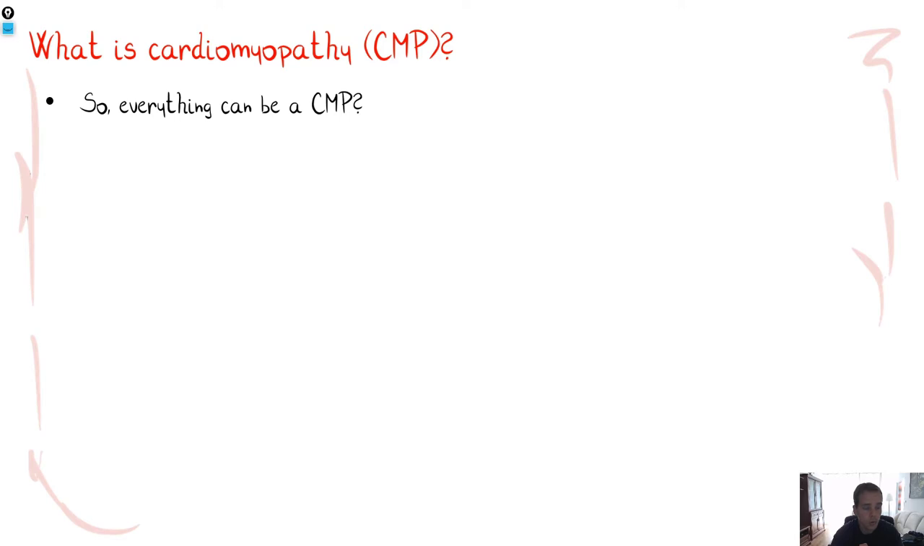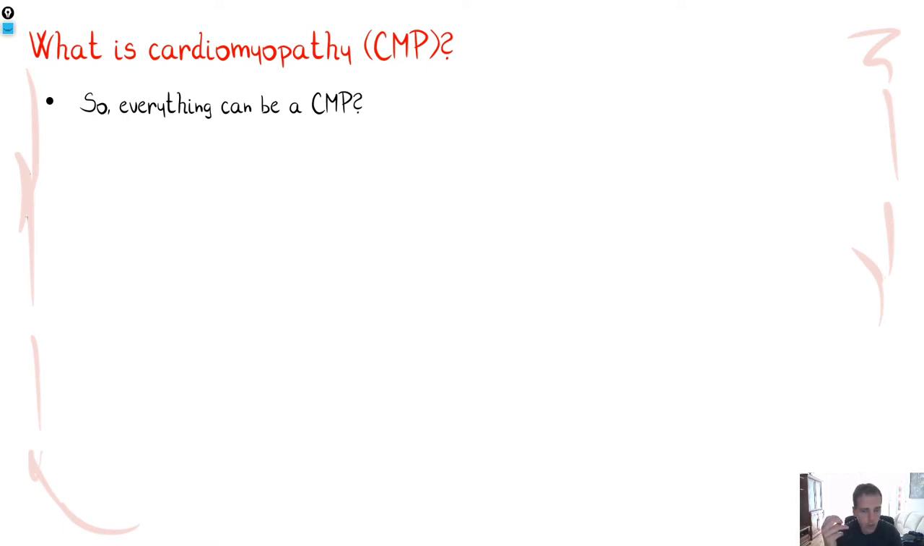So should we call ischemic heart disease a cardiomyopathy? Or if you have a patient with hypertension, the hypertension means that there is an increased afterload and the heart needs to pump against increased pressure, which leads to hypertrophy and subsequent dilatation and chronic heart failure. Again, hypertension could be considered a cardiomyopathy.